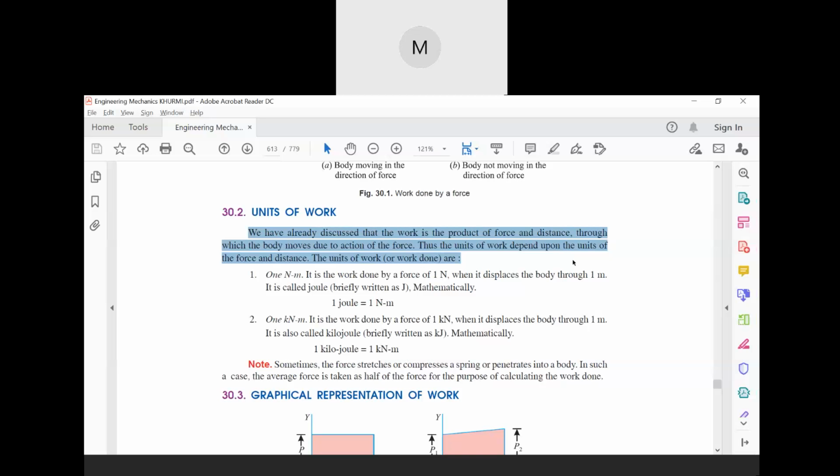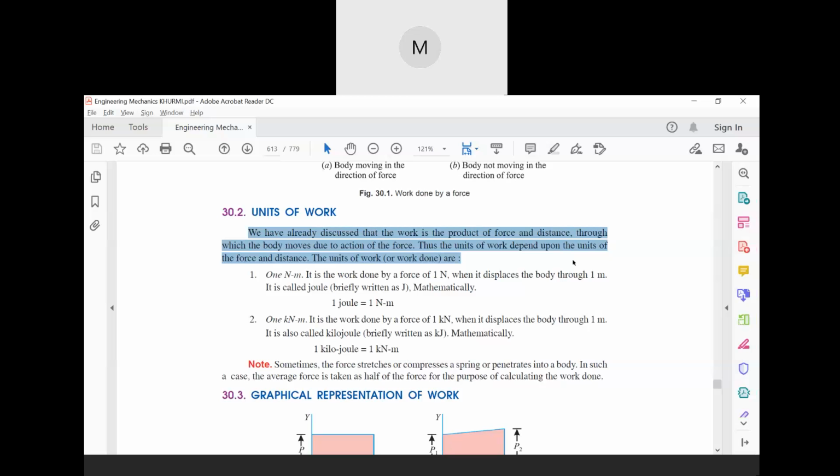So what is the unit of work? The unit of work is the joule. The joule means Newton meter. Why is it Newton meter? Because look, the force is in newtons, and the distance that is moved by the body is in meters. That is why we take it as Newton meter, right? So we take it as Newton meter.